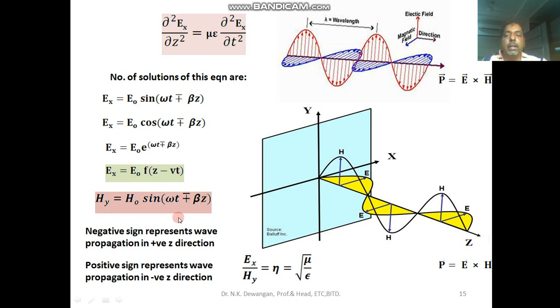Remember, the minus sign represents the wave traveling towards the positive z direction, and the plus sign represents the wave traveling towards the negative z direction. So the negative sign is for plus z direction, and the positive sign for negative z direction. So we can write the solution of an electromagnetic wave in a lossless dielectric, the uniform plane wave solution, like this for the electric field, and the magnetic field also we can write like this.